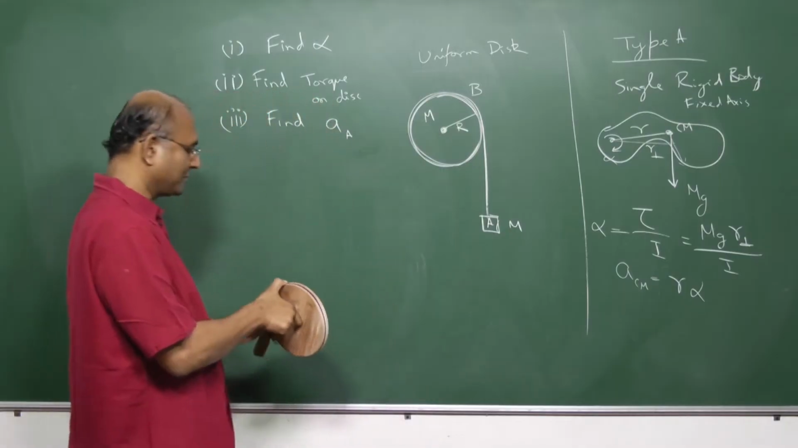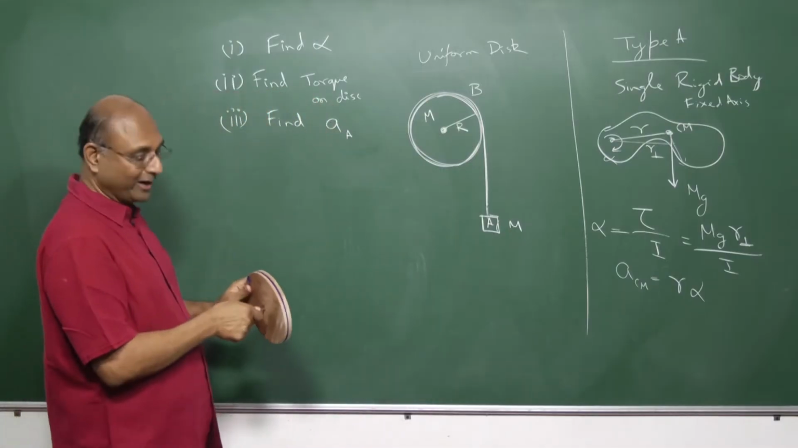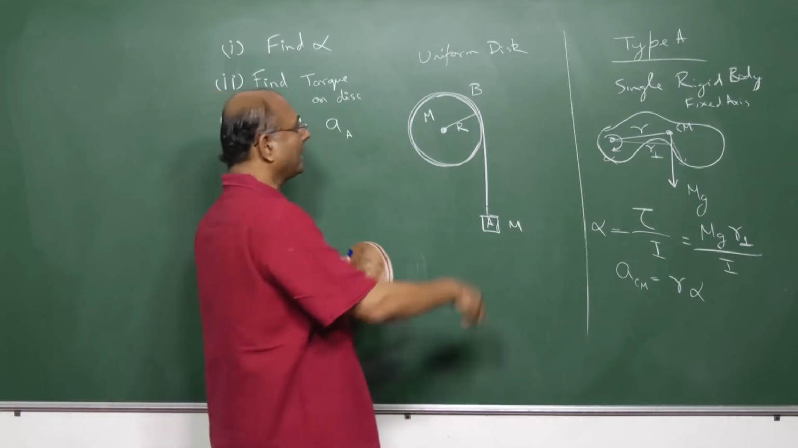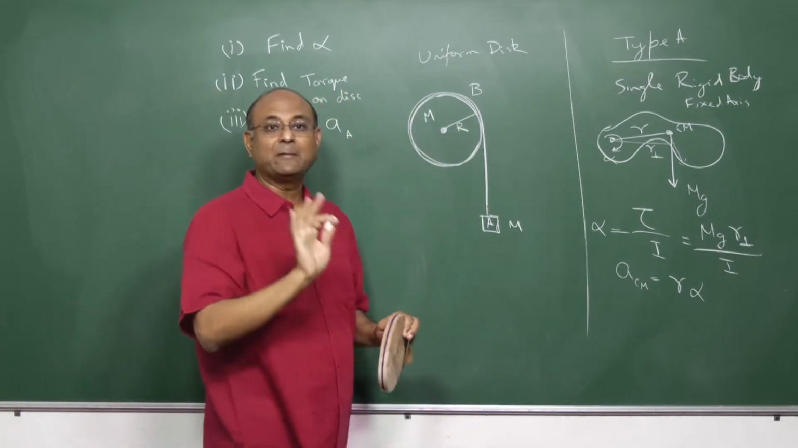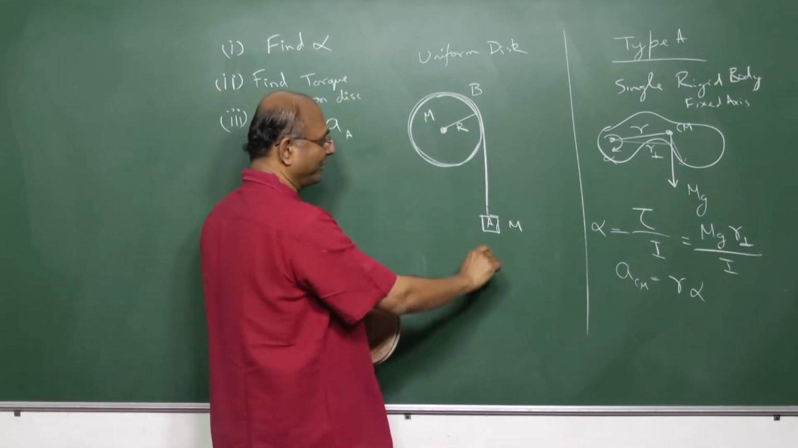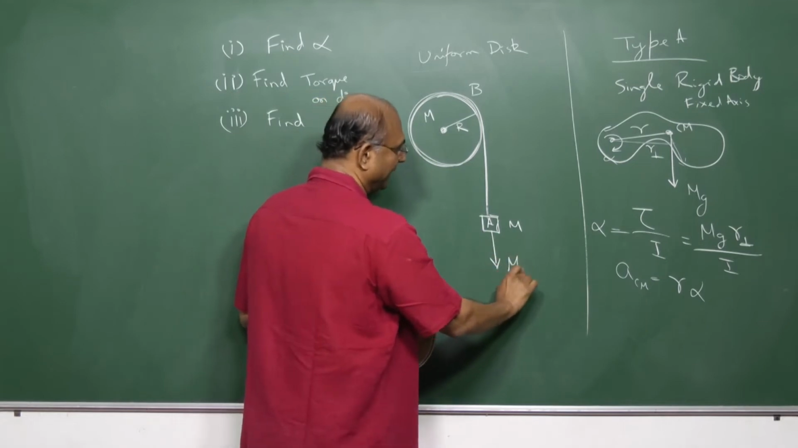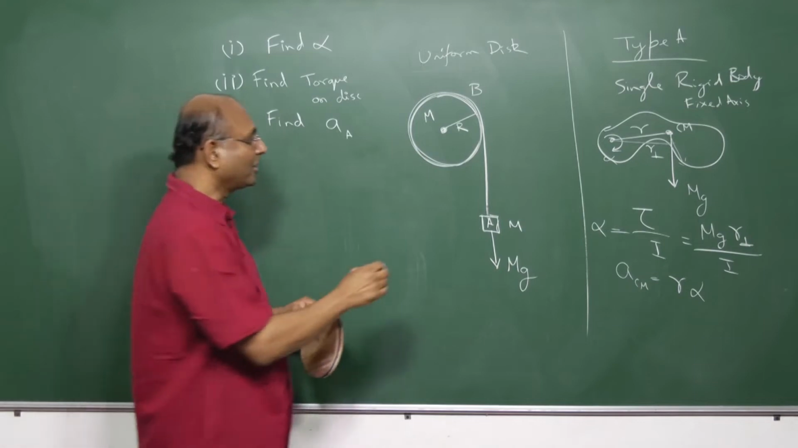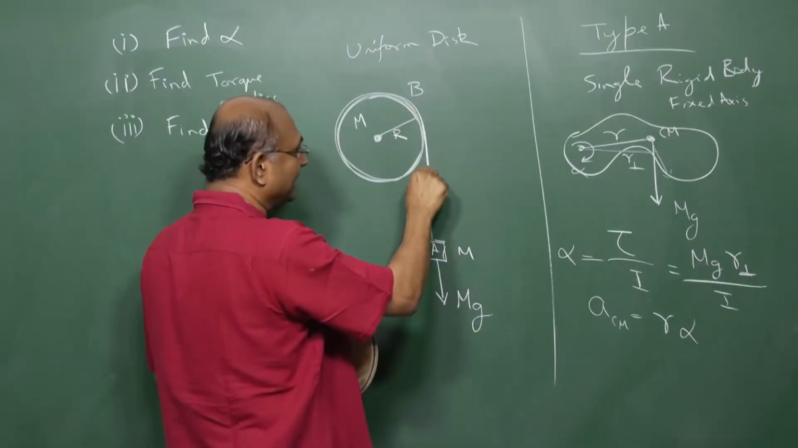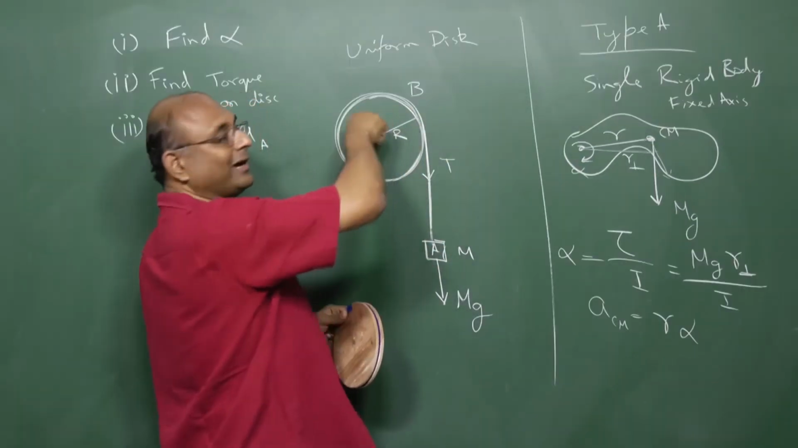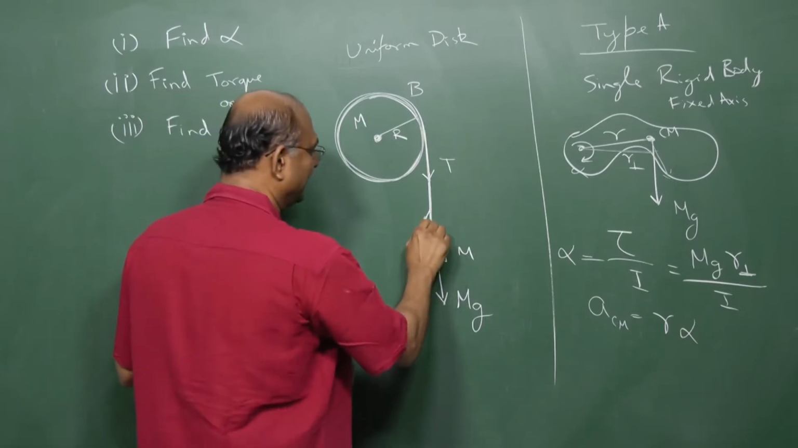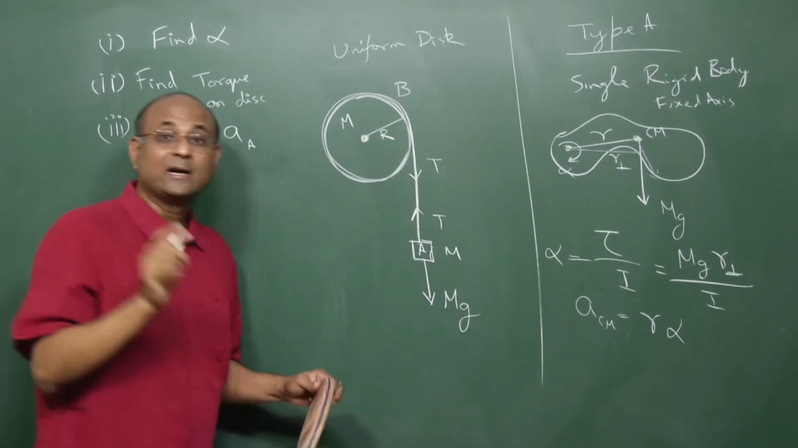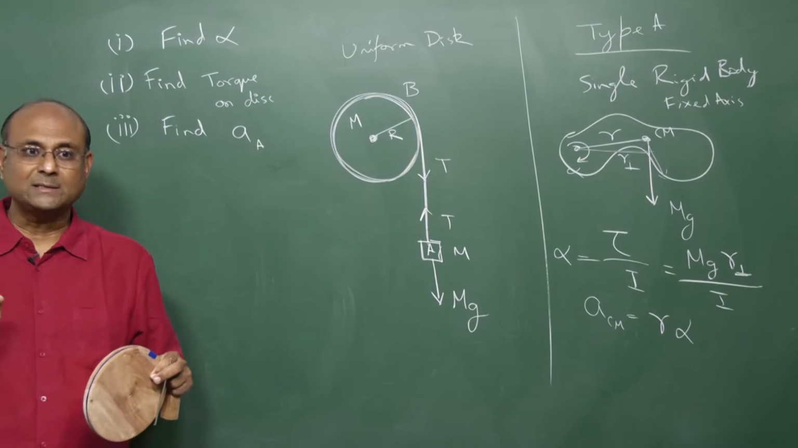Okay, so shall we start off solving this problem? First point, the torque about this guy is not mg into r. Let's keep that in mind. This is mg, but the torque is not mg into r. Why not? Because there is a tension T here and the torque is T into r. There is a tension T here and a tension T here. T is not equal to mg. Why is T not equal to mg?